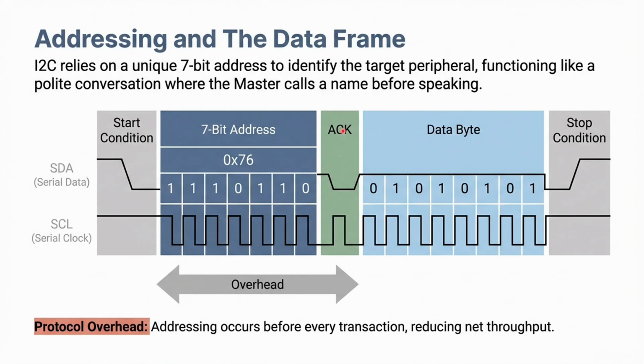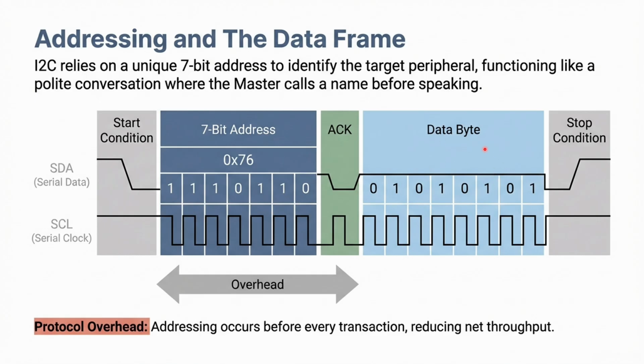Then we have ACK, acknowledgement. This is a critical step. The specific sensor whose name was called pulls the SDA line low for 1 clock pulse. This is like a student raising their hand to say, "I'm listening, sir."